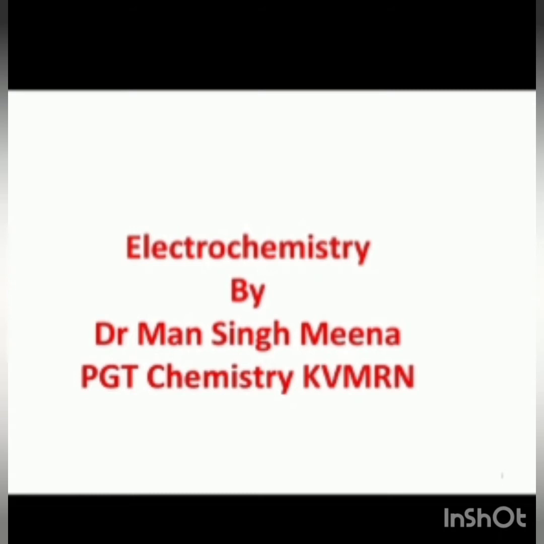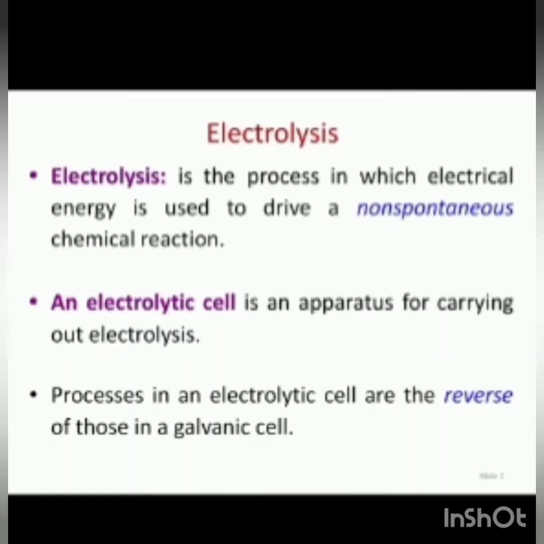All electrochemical systems involve the transfer of electrons in a reacting system. In many systems, the reactions occur in a region known as the cell, a particular device where the transfer of electrons occurs at electrodes. So now we will move on to the next slide, electrolysis.